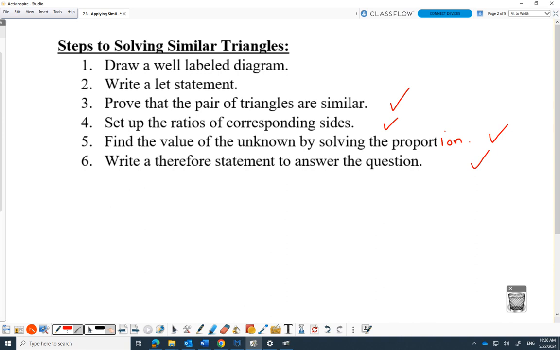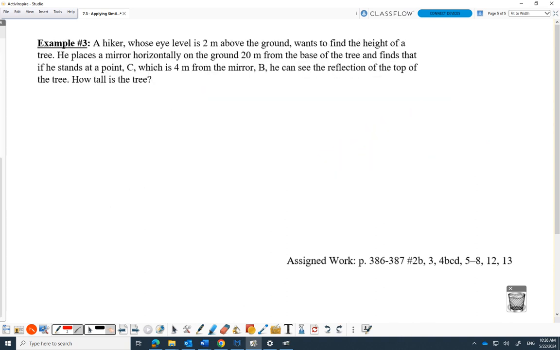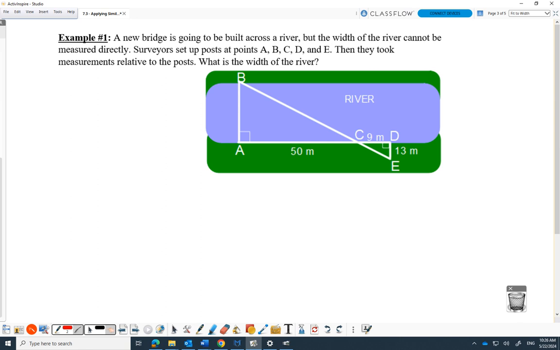Here's a preview of the whole lesson. One with a diagram. Another one with a diagram. No diagram. Okay? So if you are peeking at the assignment, for the last one, you want to come back and see me build a diagram. Okay? Anyways. A new bridge is going to be built across a river. There's the river. There's the bridge. A to B is this bridge they're going to build. The question is, how wide is the river?